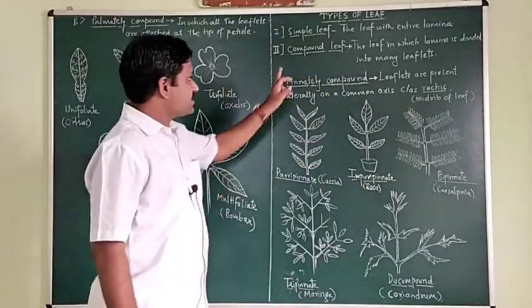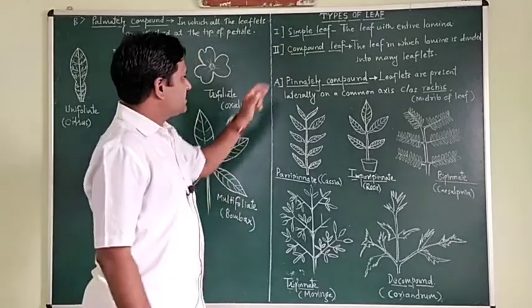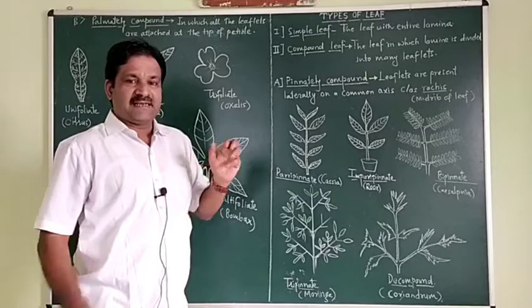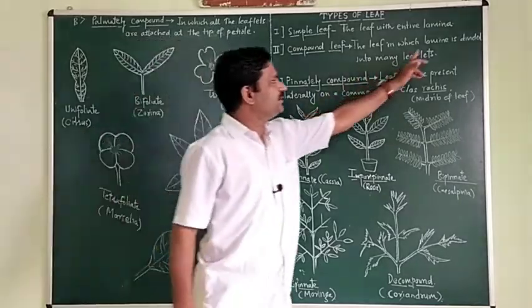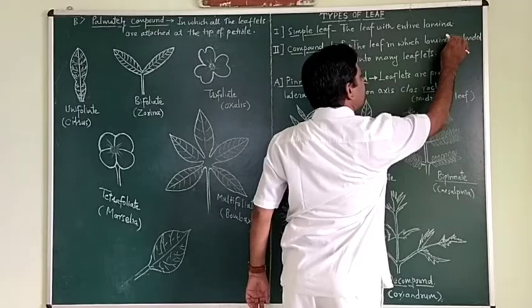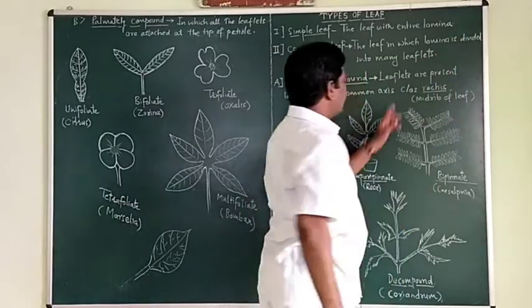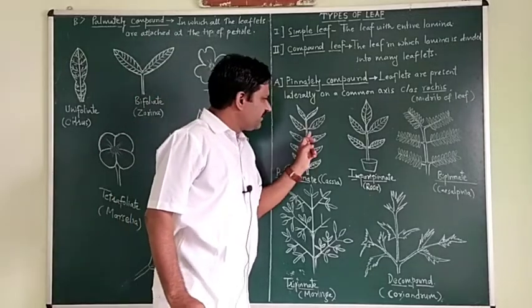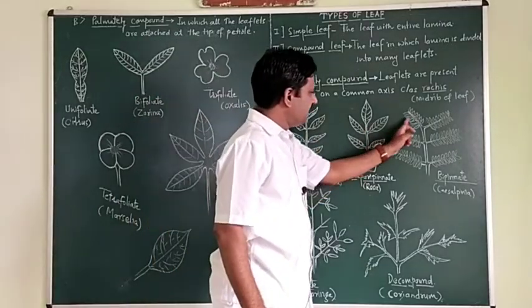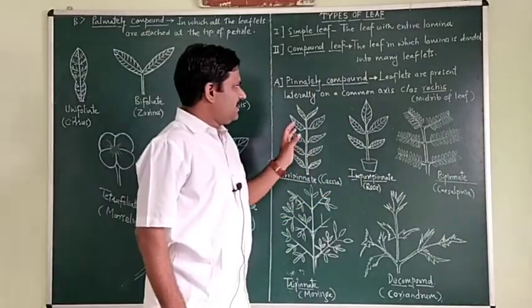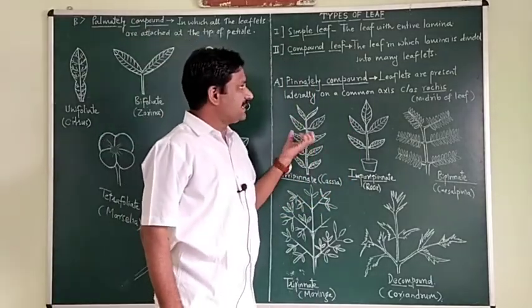Now the second type is compound leaf. What is meant by compound leaf? Compound leaf means the leaf in which the lamina is divided into many leaflets. Now see, here are many leaflets. These are the many leaflets, and these leaflets are formed by the lamina.